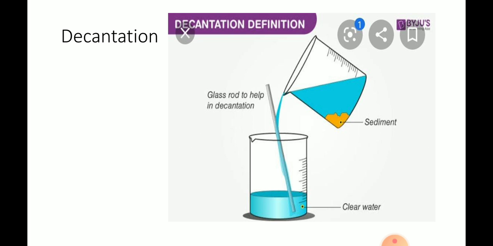Then only we will get that clear water and gently pour this clearer water into another glass without disturbing the settled soil particles. The decanted water is much clearer than the muddy water. So we can clean water using the methods of sedimentation and decantation.